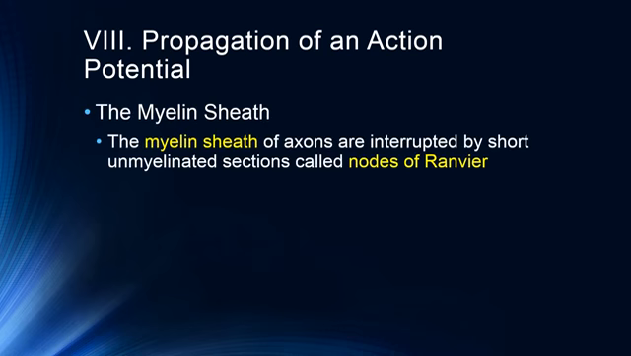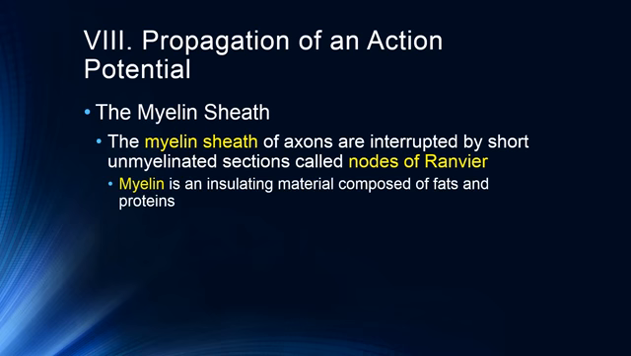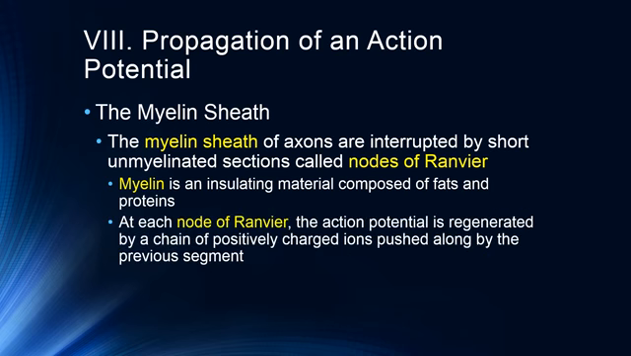The myelin sheath of axons is interrupted by short, unmyelinated sections called the nodes of Ranvier. These nodes of Ranvier are what allow action potentials to propagate down myelinated neurons so quickly. Myelin is an insulating material composed of fats and proteins. At each node of Ranvier, the action potential is regenerated by a chain of positively charged ions pushed along by the previous segment. So those voltage-gated ion channels open at each node of Ranvier.